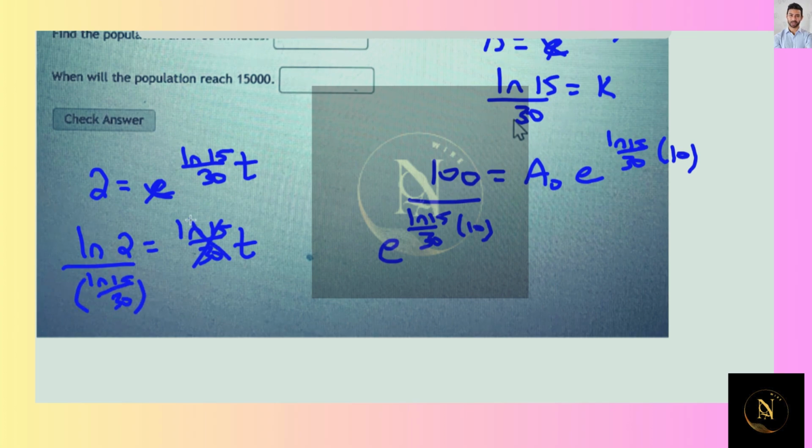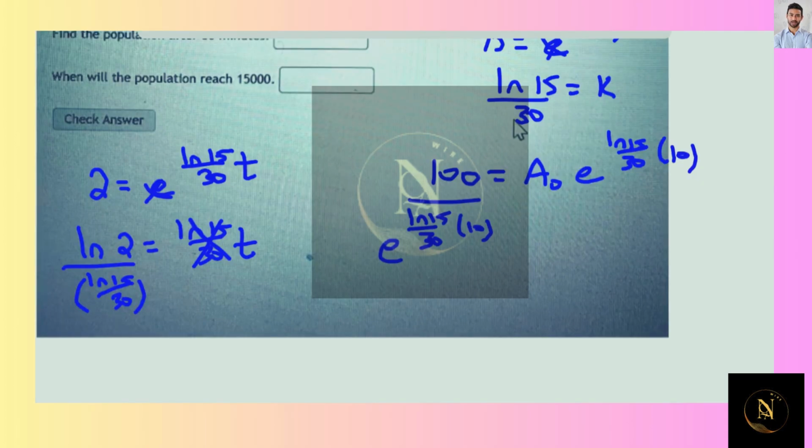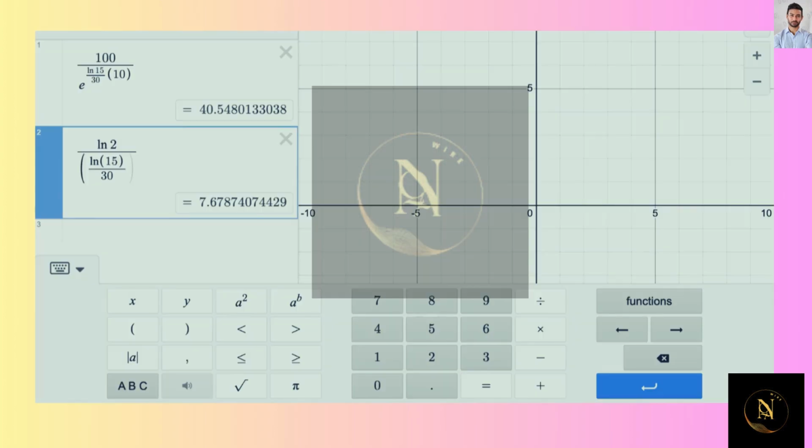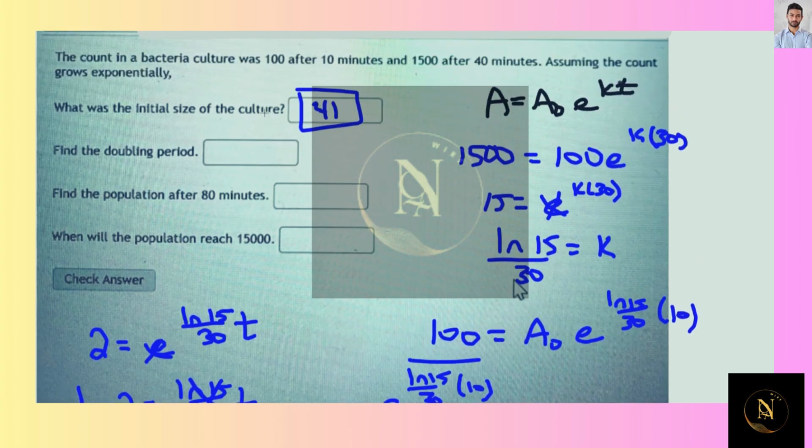So the natural log of 2 over the natural log of 15 over 30, we'll say 7.68, and that would be minutes.